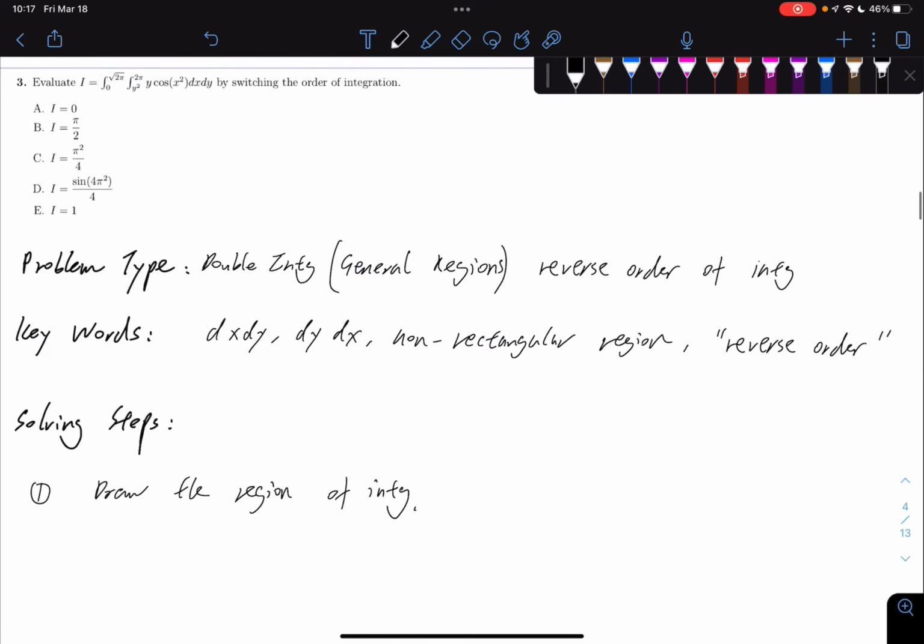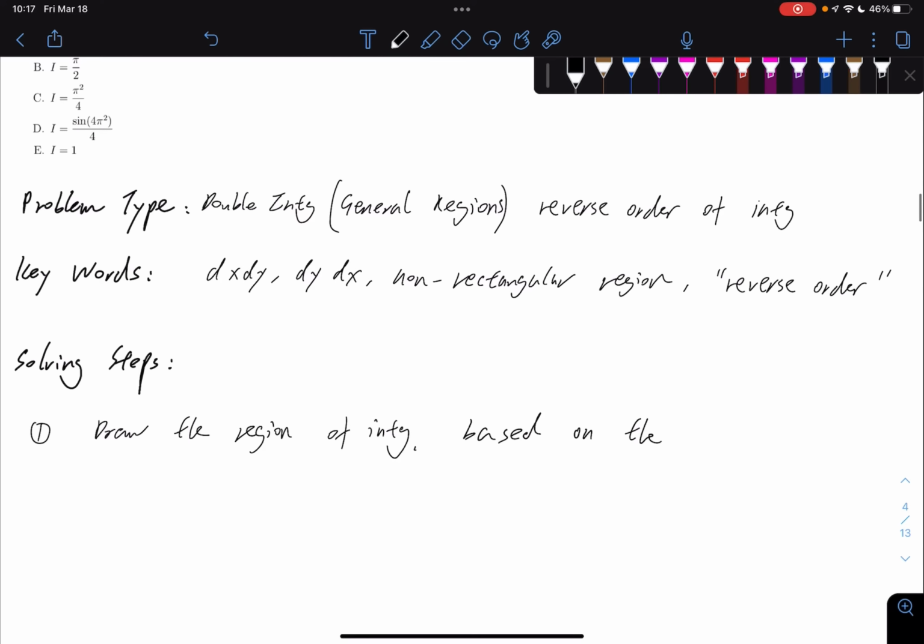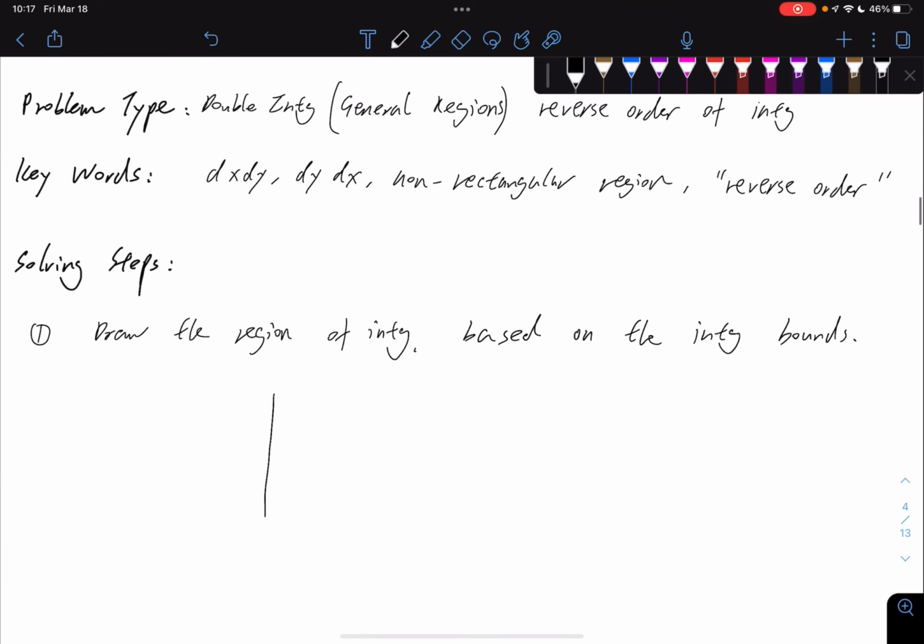But what can we use to help us draw the region of integration, right? They didn't give us explicitly what the bound is, but can we find it? Absolutely. And the way we can find it is by drawing the region based on the integration bound. Right, so let's draw this big rectangular Cartesian coordinate x and y.